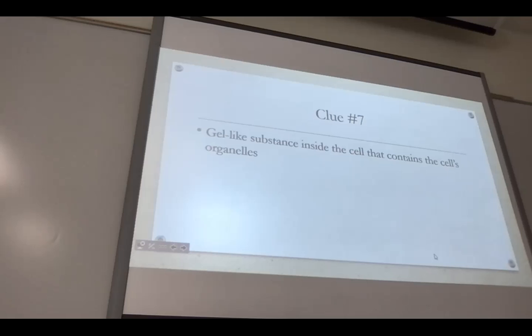No bingos yet? Ready for 8? A membrane-bound organelle that detoxifies substances and is specifically found a lot in the liver and kidneys. All right.